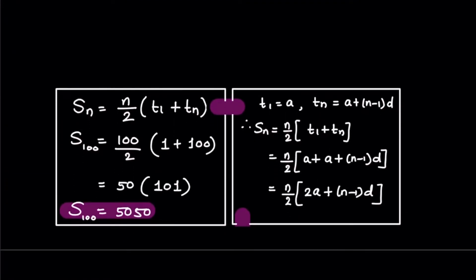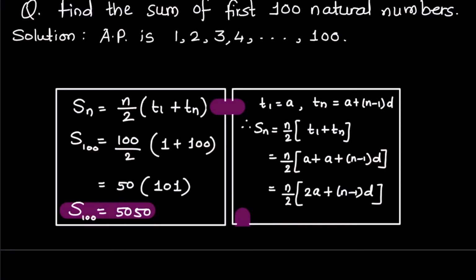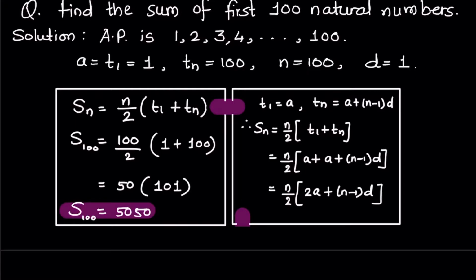Here is the problem that Carl Gauss solved, so we will see that problem. Find the sum of the first 100 natural numbers. Here the AP is 1, 2, 3, 4, 5, 6, 7, 8 and up to 100. The first term a, which is T1, is 1. The last term Tn is 100. n is 100, the total number of terms, and the common difference is 1, because 2 minus 1 is 1, 3 minus 2 is 1 and so on. Common difference d is 1.